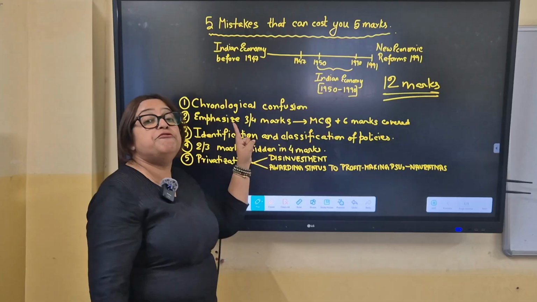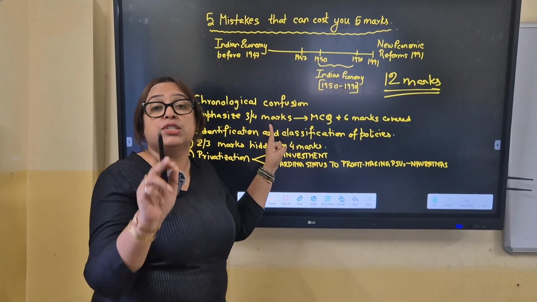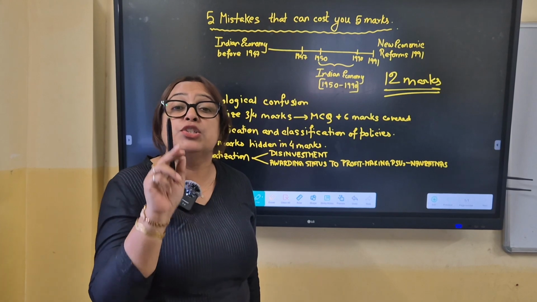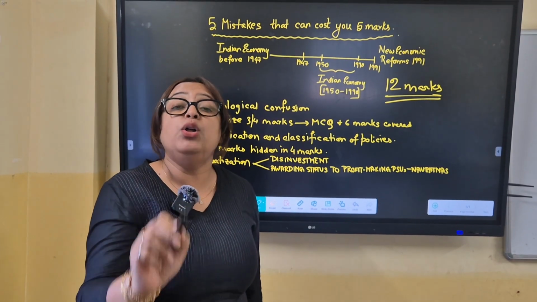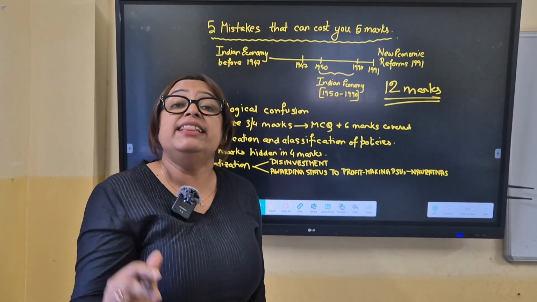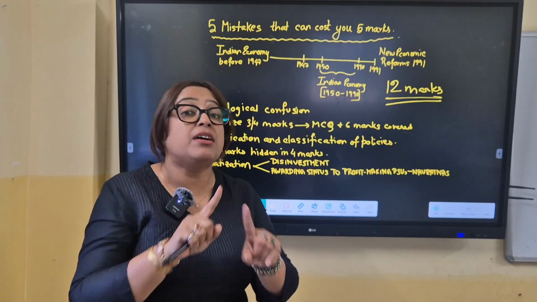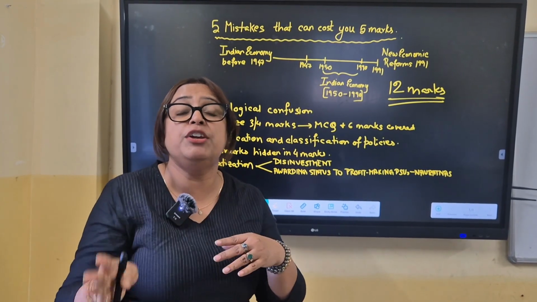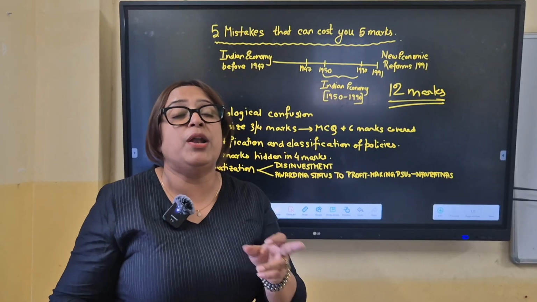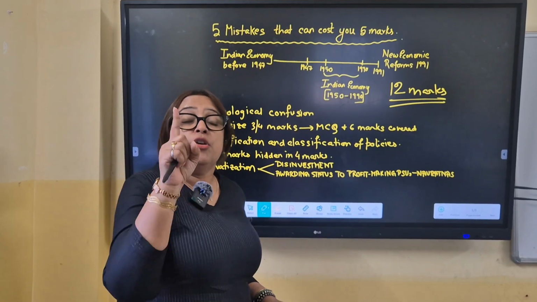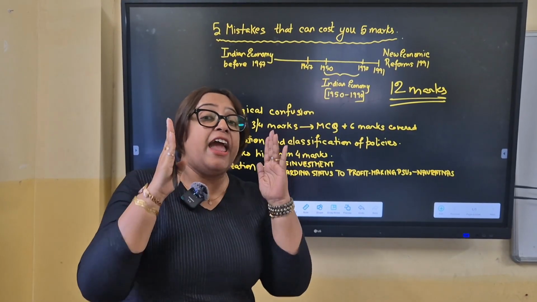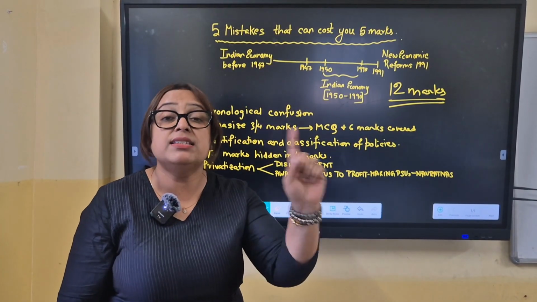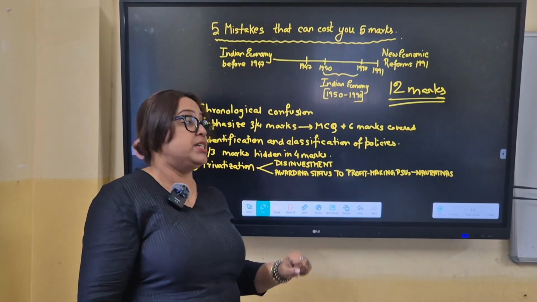Number 2, emphasize 3 to 4 marks questions. Why? In those 3 to 4 marks questions, you have all the MCQs answered and the 6 marks, because 6 marks never come as a direct 6 marks. They are often broken into 4 plus 2, 3 plus 3, 4 plus 1 plus 1, 3 plus 1 plus 1 plus 1. So remember, preparing each and every subtopic as a 3 to 4 marker question helps you for 6 marks as well as the MCQ nitty-gritties.